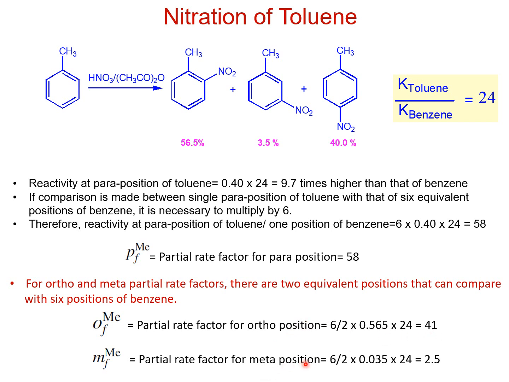For meta position, partial rate factor is found to be 2.5. Please note that the partial rate factor for all three positions of toluene is greater than 1, that also reflects the activating nature of the methyl group of toluene. Thus, all positions are activated, but ortho and para positions are relatively more reactive than meta position.